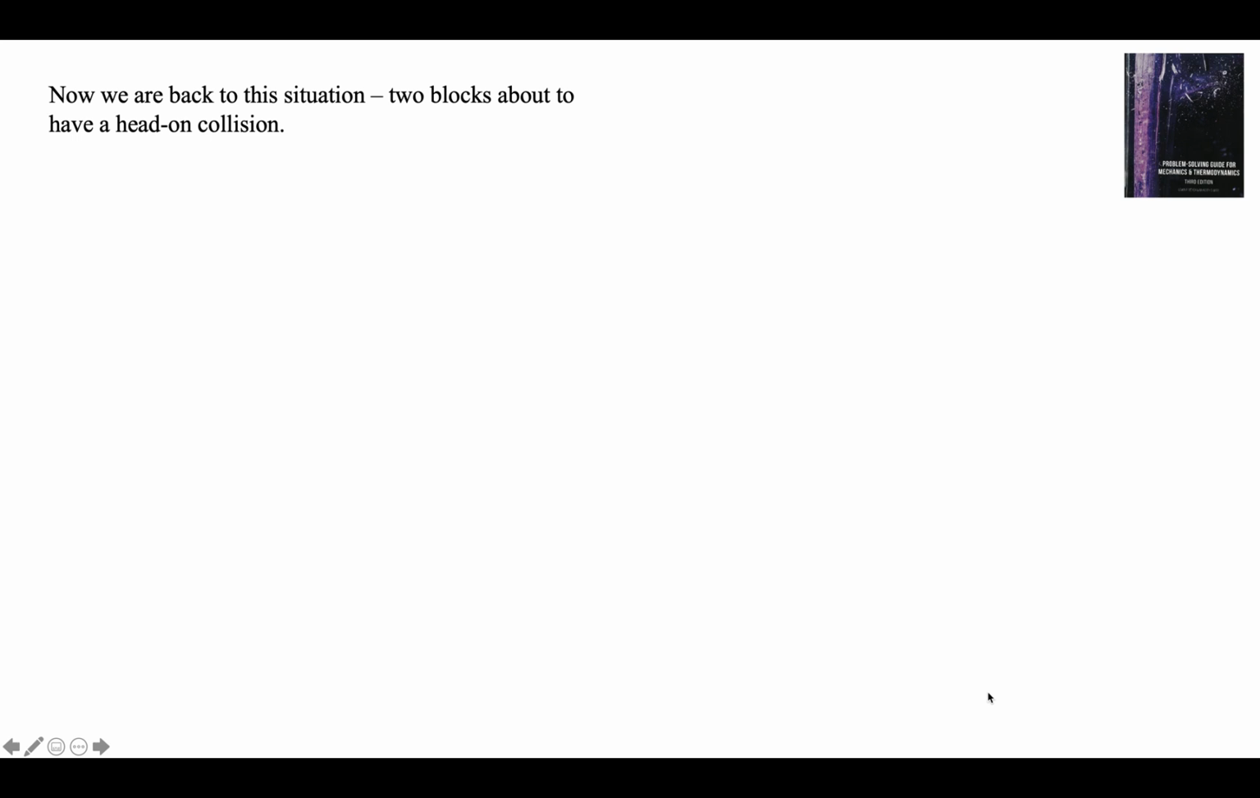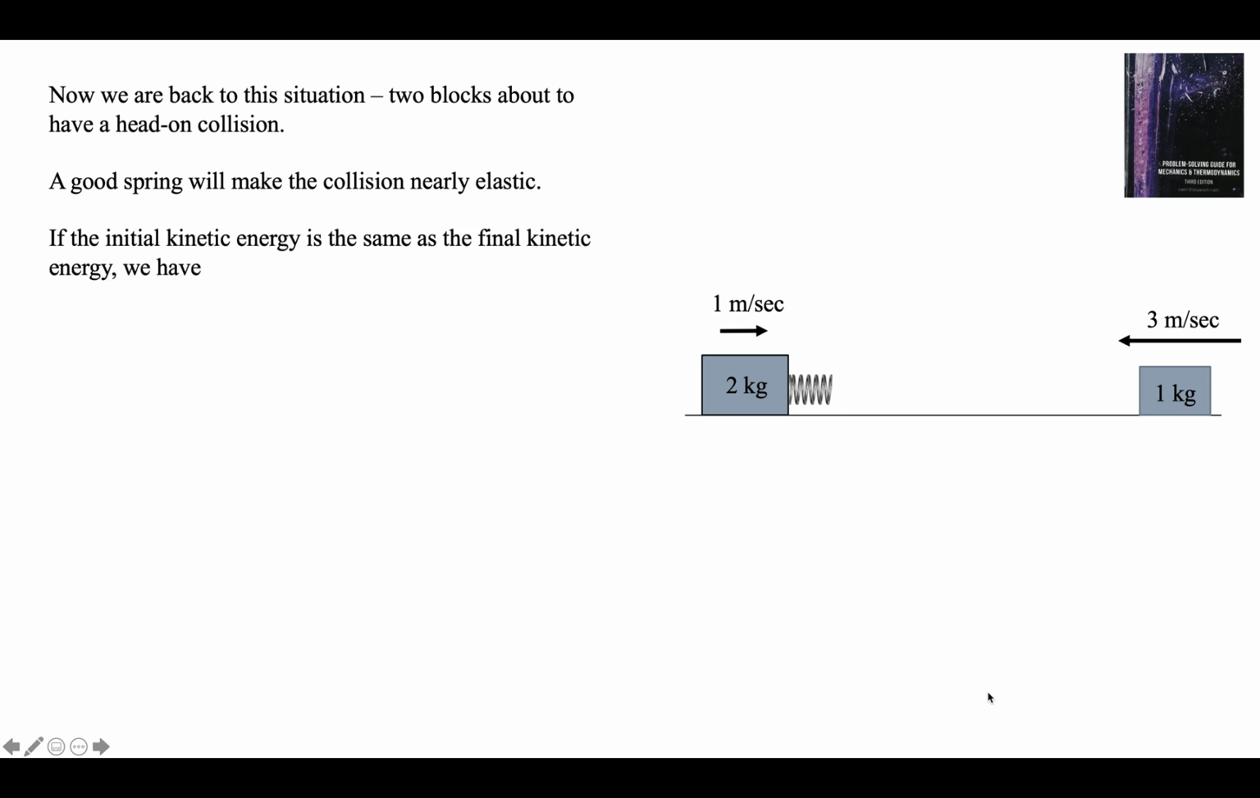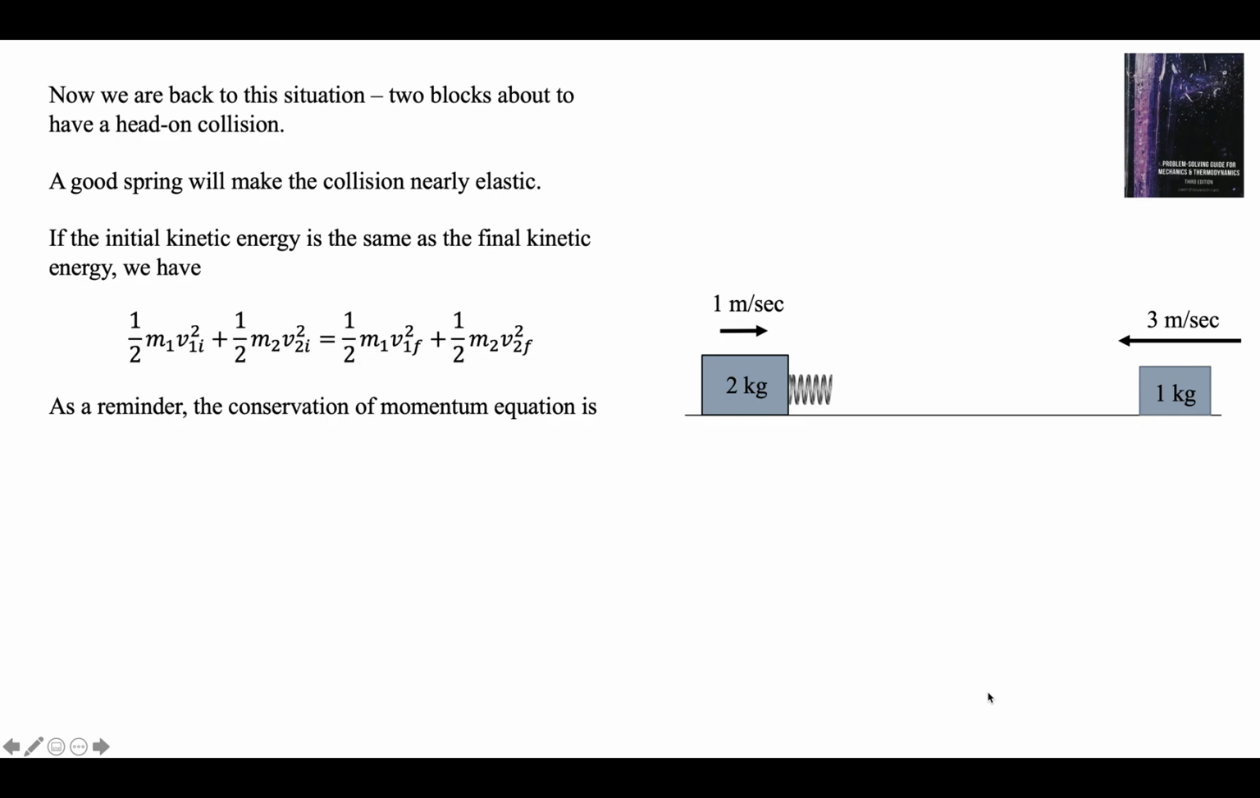So now we're back to the situation, two blocks about to have a head-on collision. If you have a good spring in the real world, you can make it nearly perfectly elastic. So we're going to set the initial kinetic energy equal to the final kinetic energy. There's that equation. Conservation of momentum is this equation. We have to get the signs right in the conservation of momentum equation. In the energy equation, you don't because you're squaring the speeds.